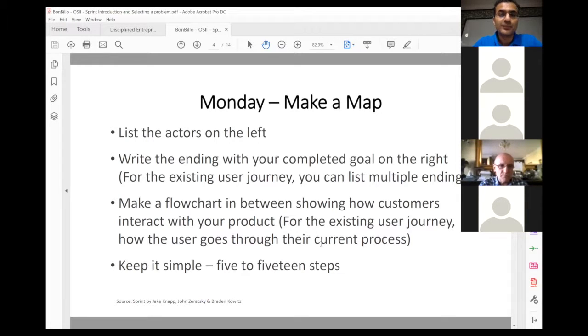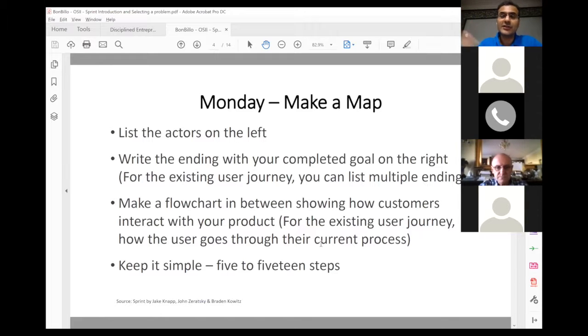All right, so next you make a map, which is basically your map of your key stakeholder journey, right? So it's not just a user journey, but it's your key stakeholders. So you start with listing the actors on the left, right? So those are your key stakeholders. It might be more than just your user. Sometimes your user is not your buyer, and so you might have a separate user, a separate customer. You might have various stakeholders within the process that are part of that map, right?